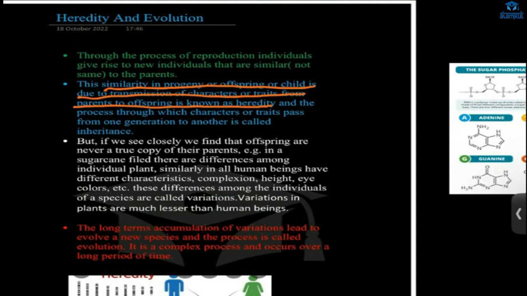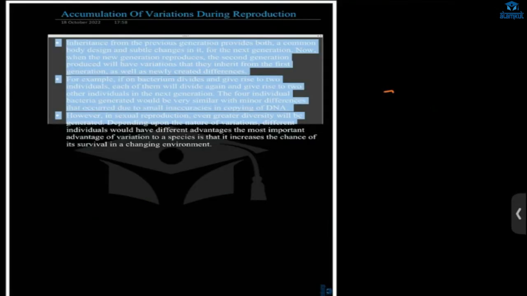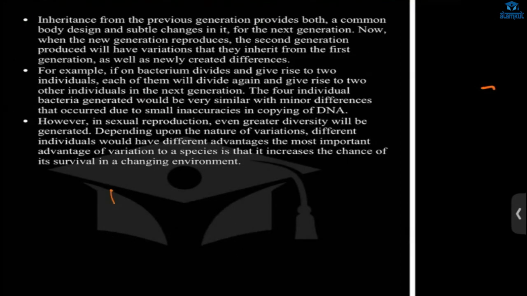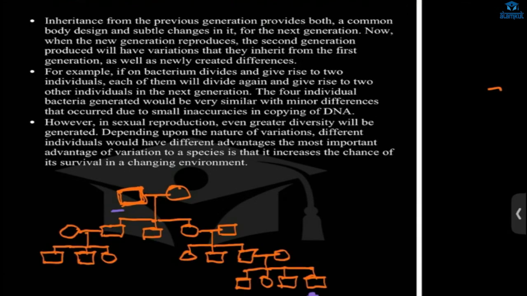And in your syllabus, evolution will not come. Heredity is only there, right? So then, have you seen? Yes, ma'am. Okay. Now, how is it happening? See, I'm putting this box, this is male and this is female, and what do we have here? We have children.